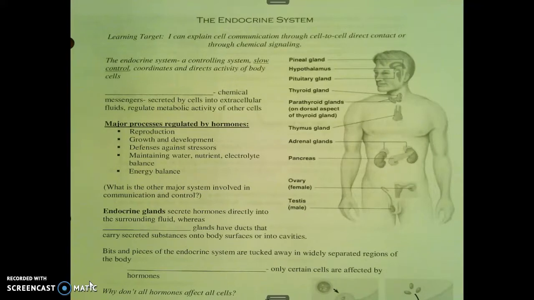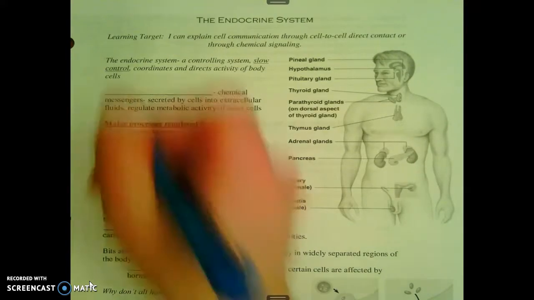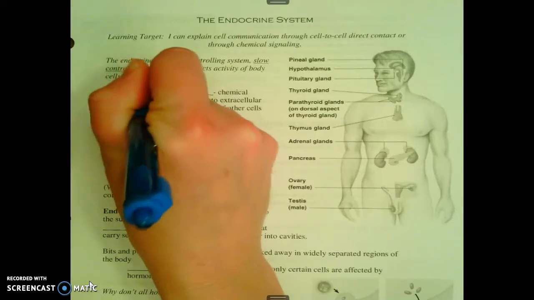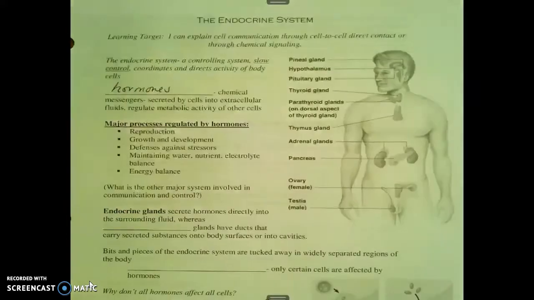And given this, the endocrine system requires chemical messengers secreted by cells into extracellular fluids. And these chemical messengers are known as hormones. So when we hear anything about hormones, we should automatically start thinking about the endocrine system.